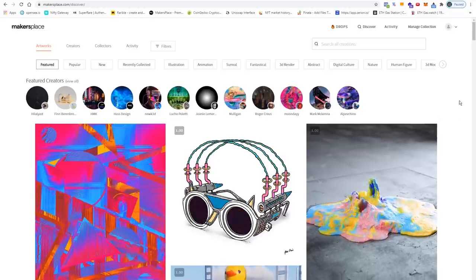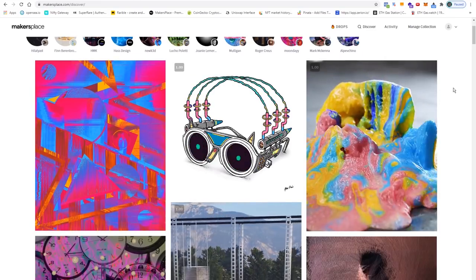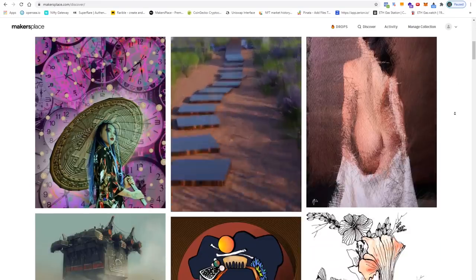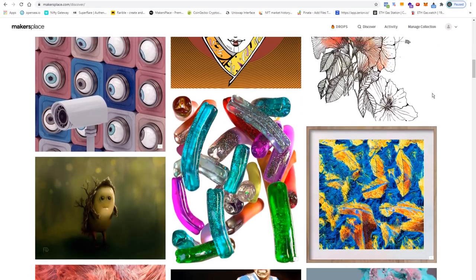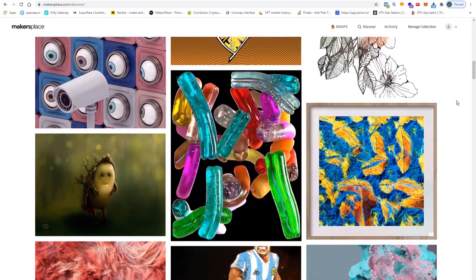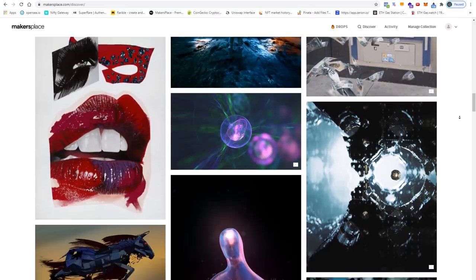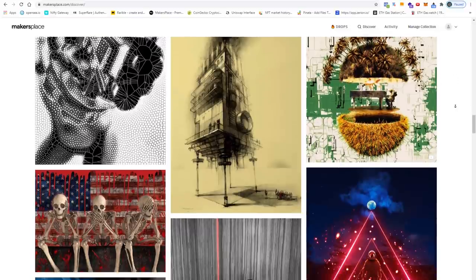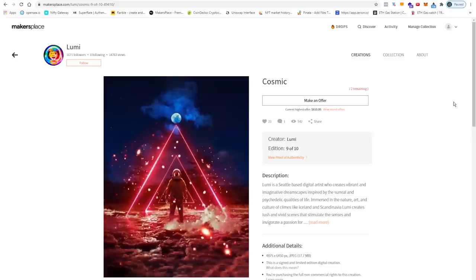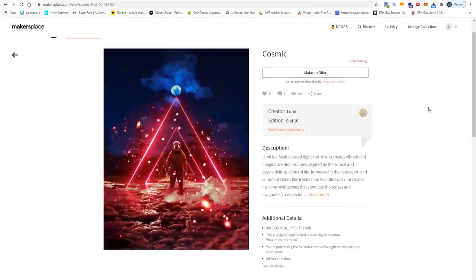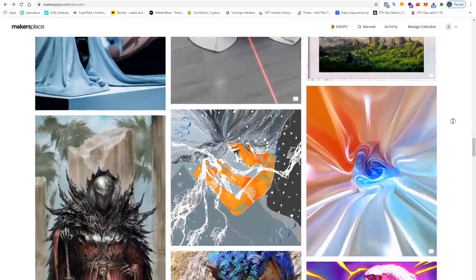When we visit big marketplaces like Nifty Gateway or Makersplace, it currently looks like the NFT space is reserved for digital art only. But this is not true, and I'm gonna show you why in a minute. Digital art is so omnipresent right now because the restrictions it has and the solutions non-fungible tokens provide fit perfectly together. So for the first time, digital art can be classified as unique, ownable and tradable.